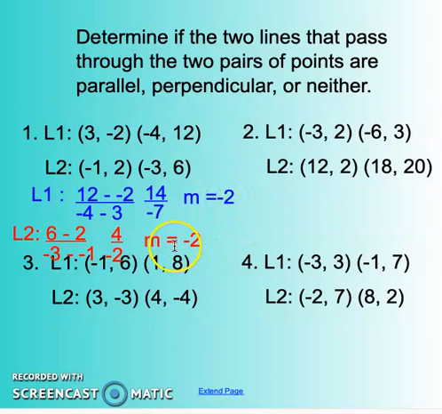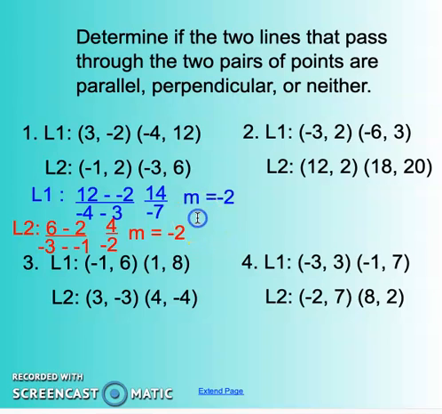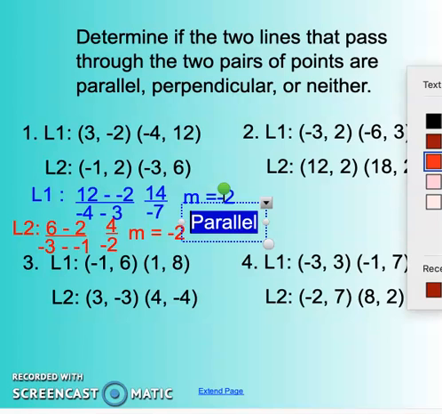Exactly. If you look at our slopes, what can you say about them? Well, they're the same. They're equal. And if they are equal, what does that mean about our lines? Yeah, our lines are parallel. Nice job. So our answer for this one is parallel. Let's just write that.